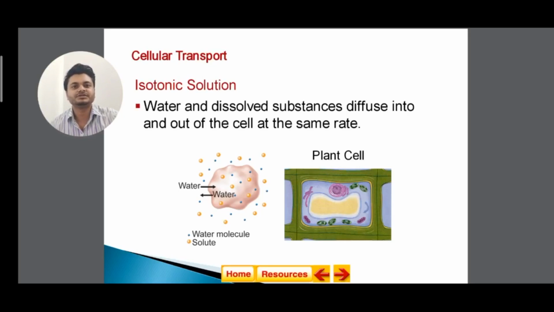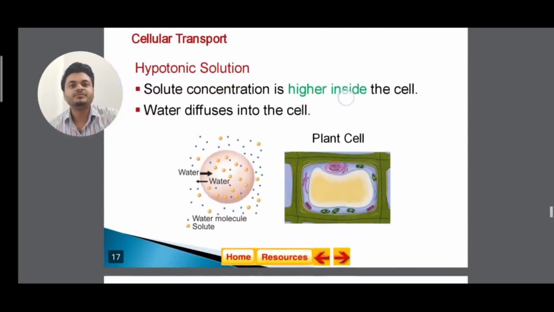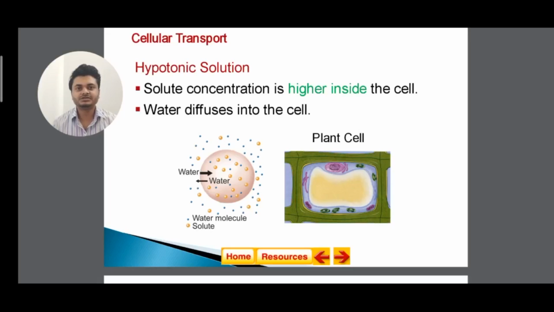This is isotonic solution. Now in case of hypotonic solution, hypo, clear? The cell will increase in size. You see, solute concentration is higher inside the cell. Understood? So if I place a cell in a water body, the water outside has higher water concentration, and the cell has low water concentration. So from high to low it goes. Water gets inside the cell, and the size of the cell is increased.